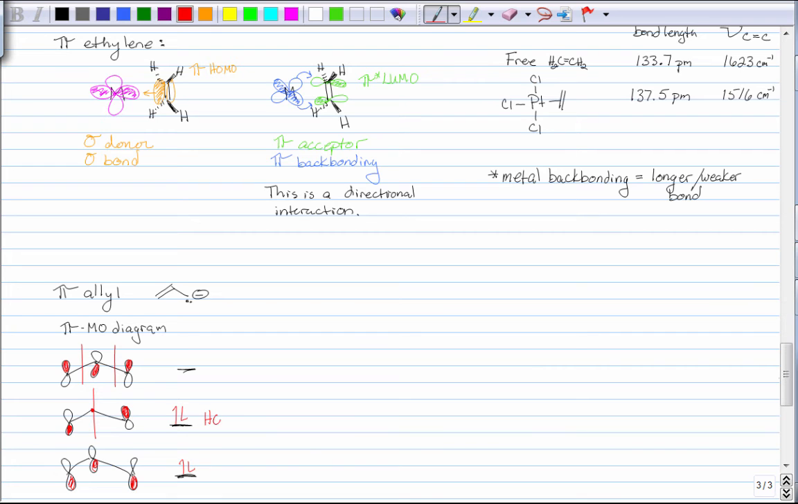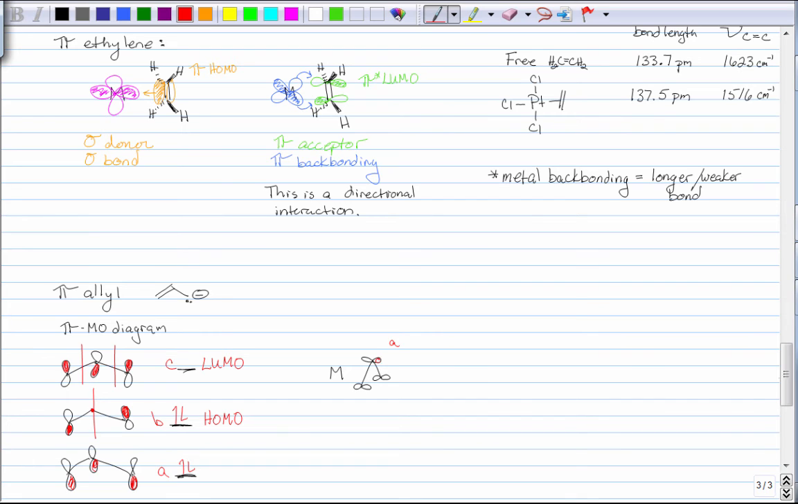And so this is my HOMO, and this is my LUMO. I'm going to letter these A, B, and C. All 3 of these orbitals can interact with the metal ion. I'm turning the molecular orbital on its side so that one face of this pi system is facing the metal.